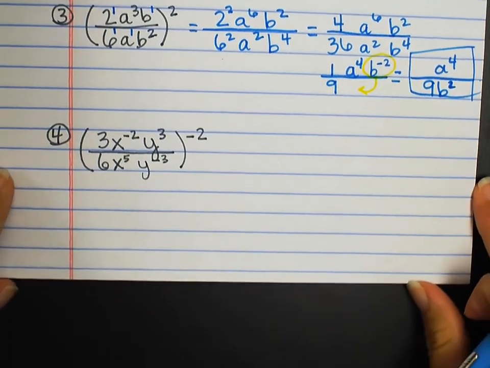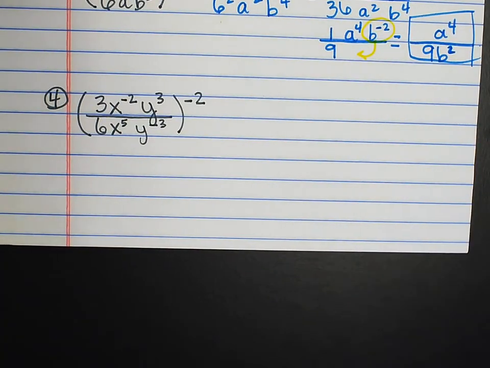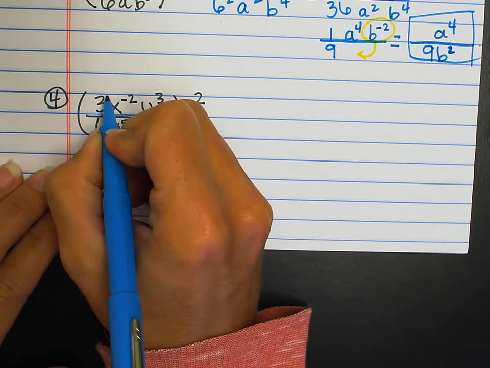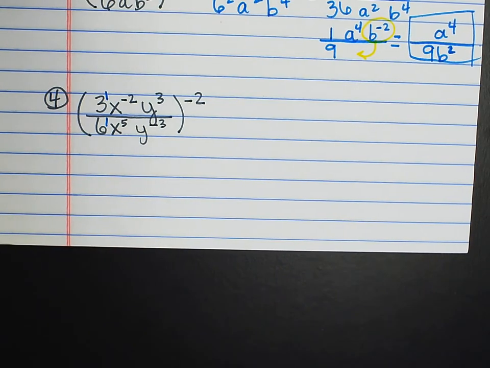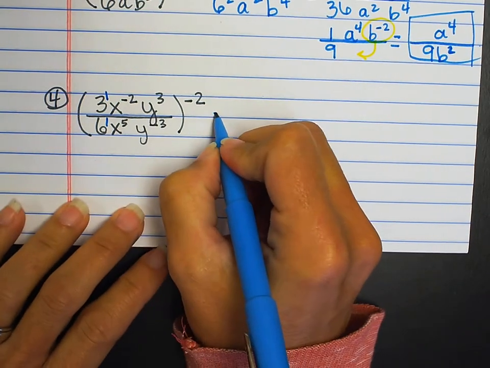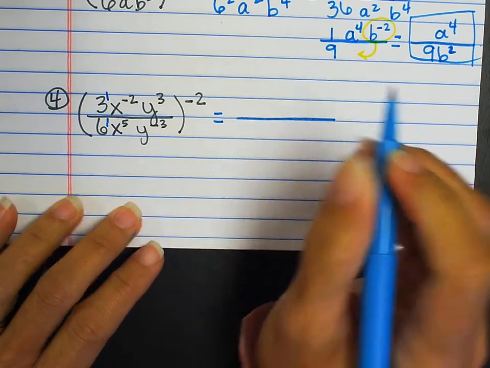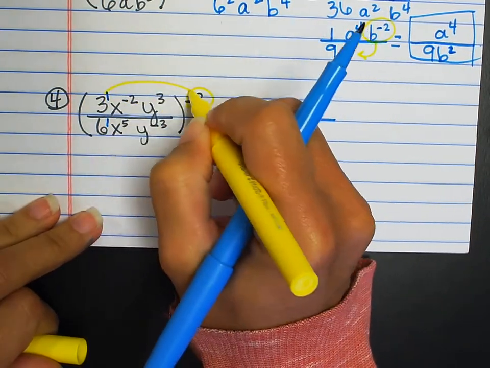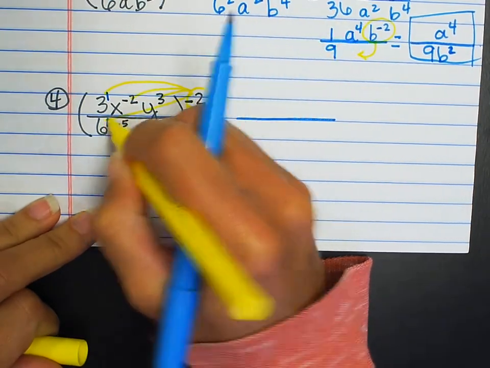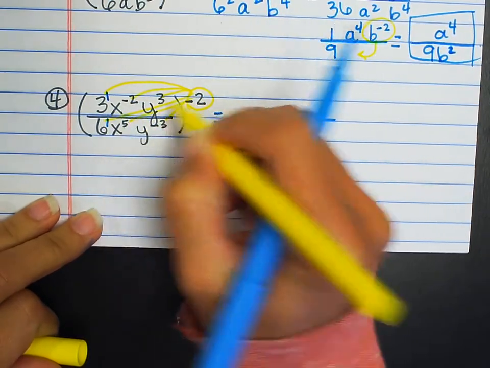Let's look at number 4. Same as in example 3, we're going to be distributing the 2 right away, keeping in mind that there's exponents of 1 anywhere that there isn't an exponent. So I'm going to start by distributing the negative 2. This negative 2 right here is going to get distributed to every single exponent inside the parentheses.